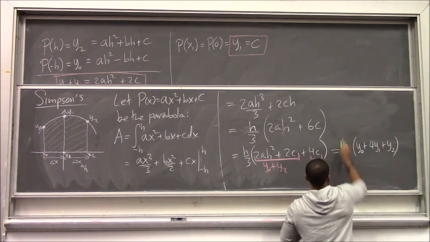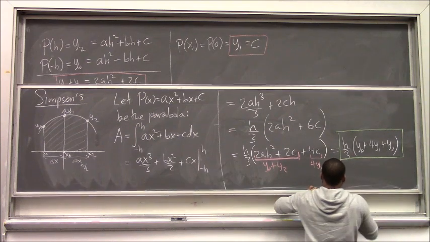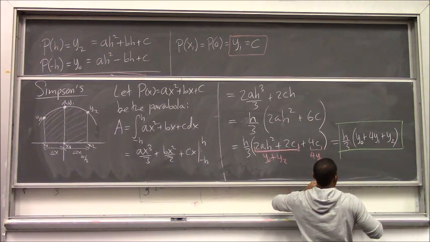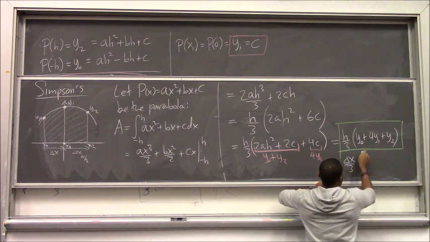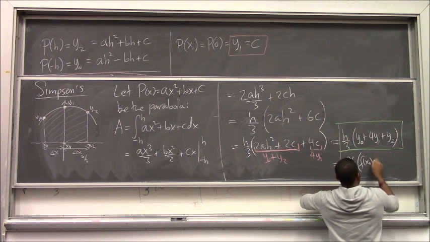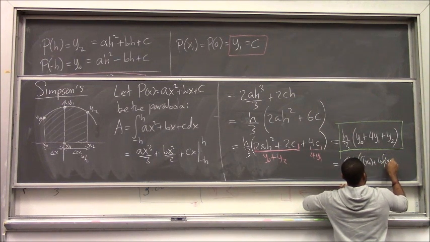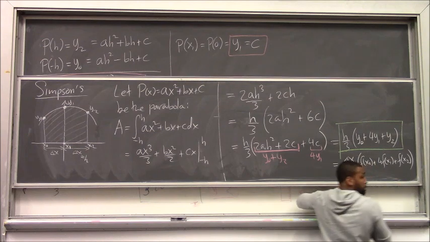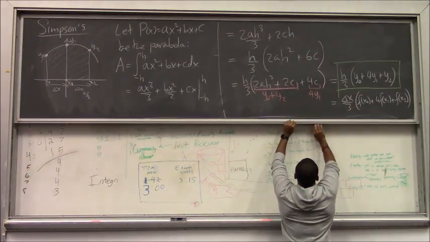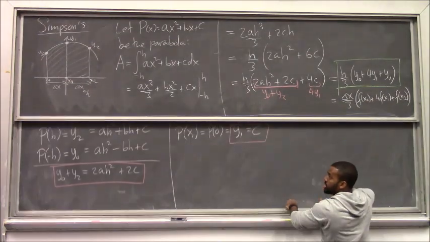That's it. In other words, if you want to make this look more like our common notation, basically I'm saying delta x over 3 times f of x0 plus 4 f of x1 plus f of x2. So now we're going to put these guys together.